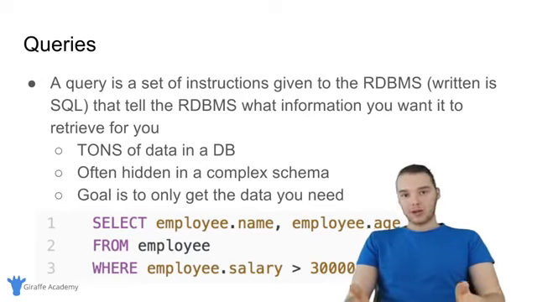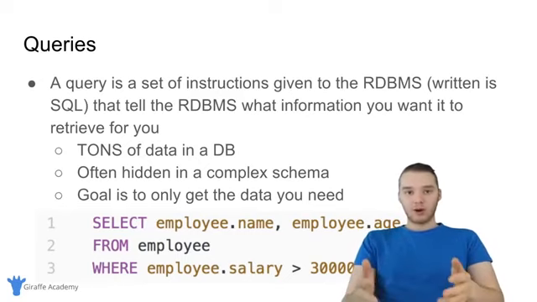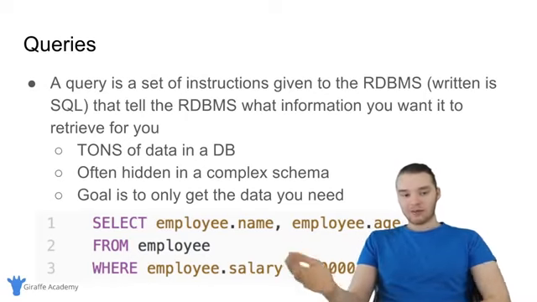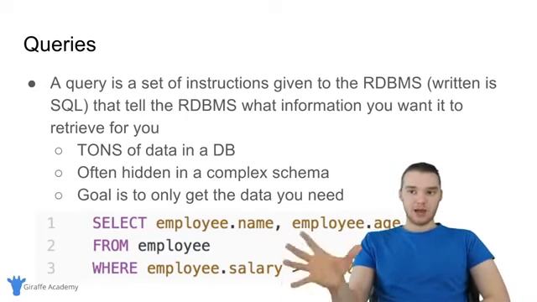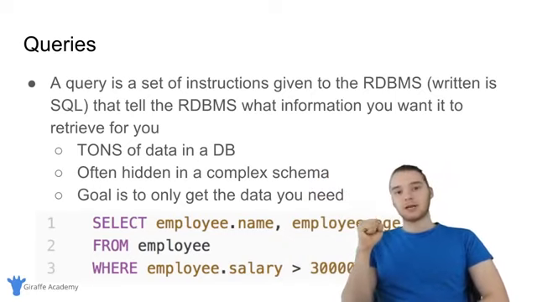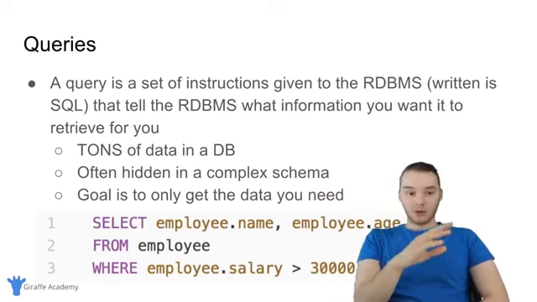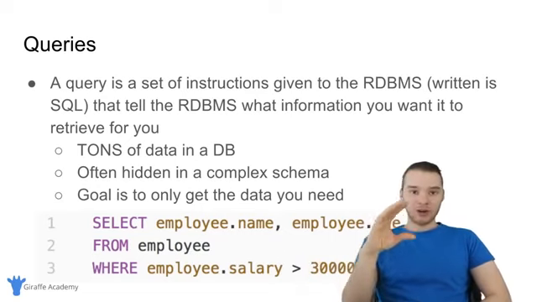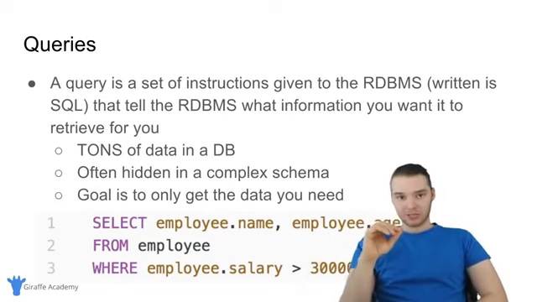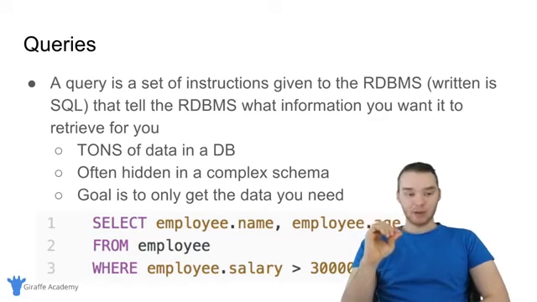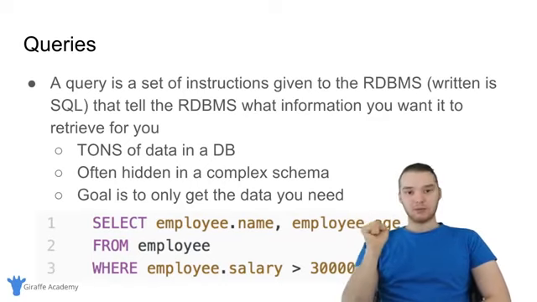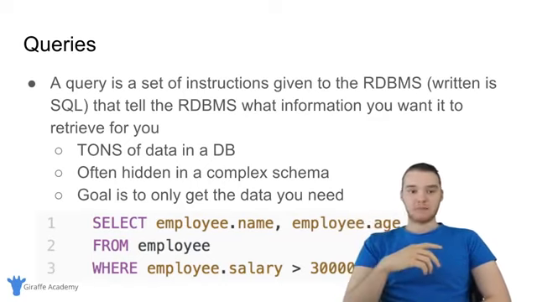So the goal of writing a query is that we only want to get the information that we need, right? Imagine that if every time you wanted a piece of information from the database, you had to grab all of the information in the database, parse through it, and then find the information that you want. Well, you don't have to do that. You can write a query which will tell the relational database management system exactly what piece of information you want, and it'll be able to grab just that information and send it back to you.